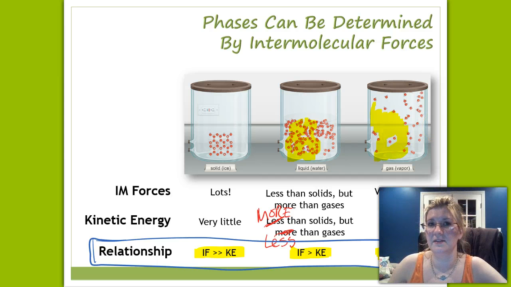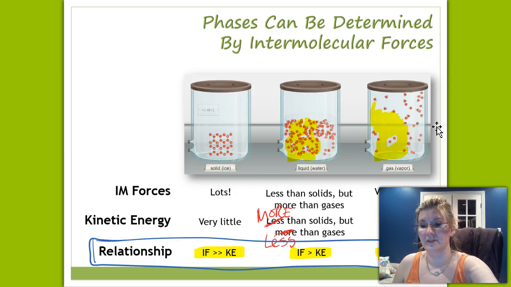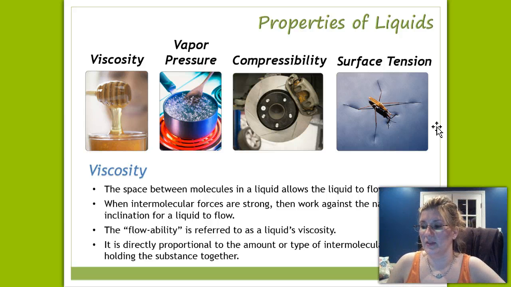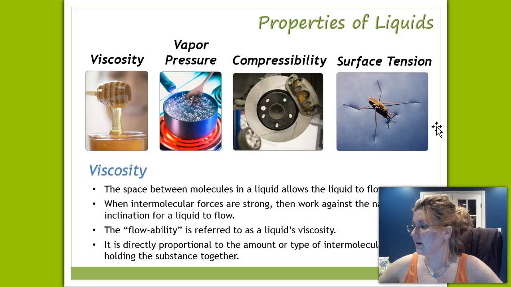It's those empty spaces in the liquid that allow it to conform to the shape of the container and ultimately to flow out of the container. So when intermolecular forces are strong, for example, in water, they work against the natural inclination for liquid to flow. So they're not quite as strong in water as they are in something like what's pictured there, which is honey.